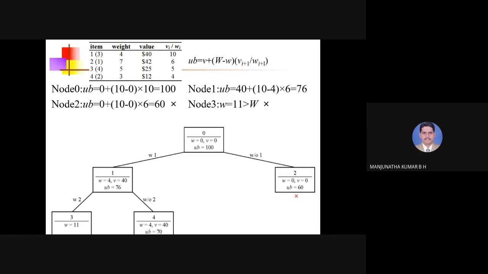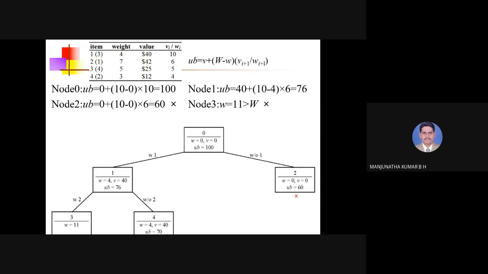Now go with node 1 and explore node 1. Once I come to node 1, one decision is finalized. What is the decision? Item 1 is placed in the knapsack. Now I have three more items left. I have to decide whether I can place the second item, the third item, the fourth item. This is also decided using the same method. Now explore node 1 by considering the second item. Again, for the second item, two choices: with the second item and without the second item. With the second item will generate the left child, without the second item will generate the right child.